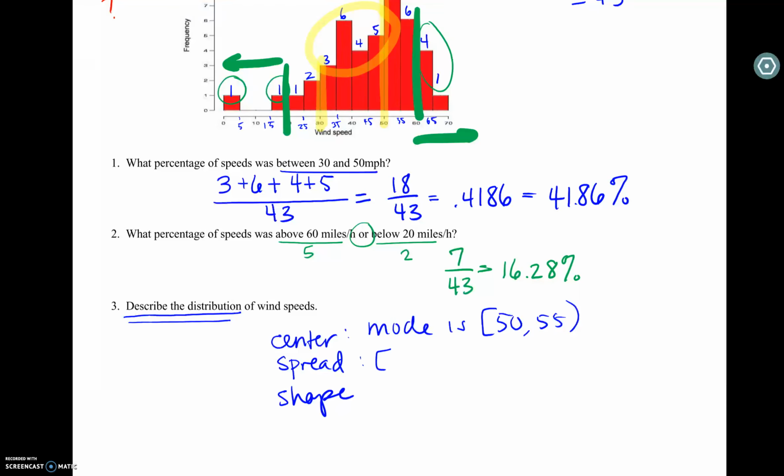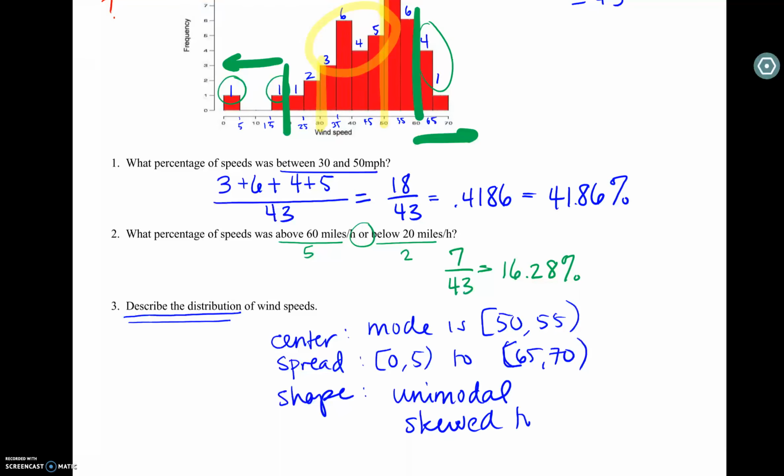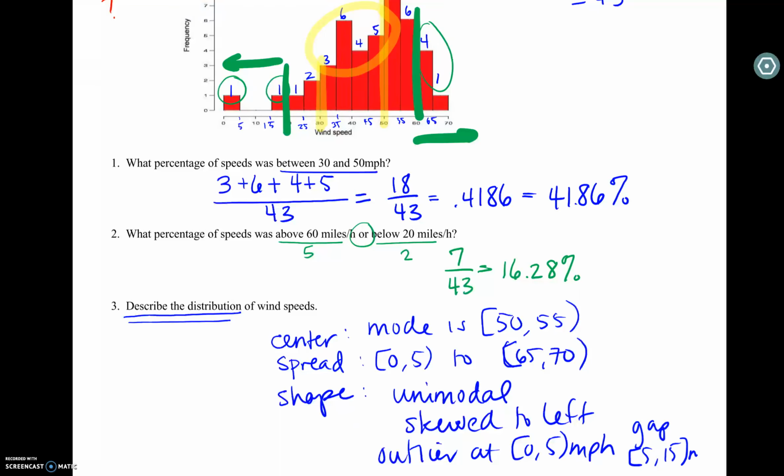Our spread, 0 to 5 to 65 to 70. Again, we don't know exactly what the miles per hour are, so we can't do any better. Our shape, unimodal. Again, I can see why you might say bimodal, but think, if I just tipped one over, that wouldn't be the case. Still skewed to the left, just like our last example. And we definitely have some unusual stuff. We have an outlier at 0 to 5 miles per hour, and I should have put units on everything, and a gap from 5 to 15 miles per hour. I am out of time, so I'm going to finish this up in the last video.